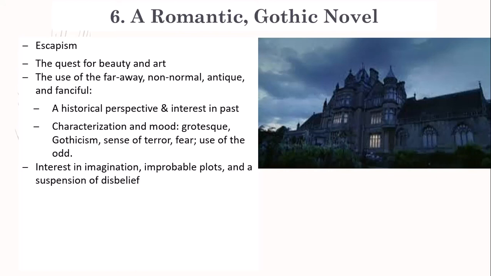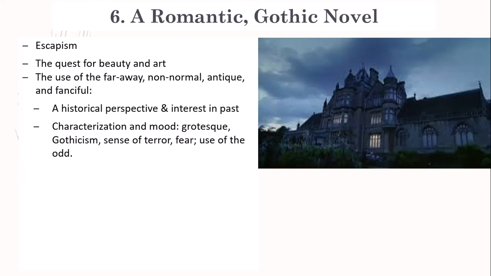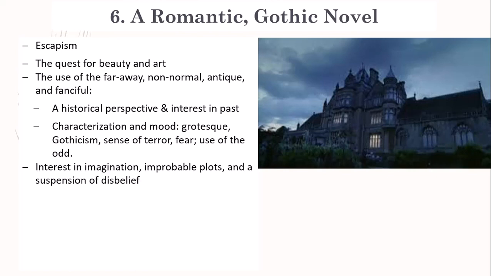But I do want you to look for some of the things that indicate the Gothic genre, and that create this mysterious mood of thunderstorms and trees being split in half by lightning and mysterious visions and dreams. All of those things are kind of going on. Interest in the imagination, improbable plots, and a suspension of disbelief. There are things that happen in this novel that are improbable, that I think a lot of modern readers are like, oh, that would never happen. And so they kind of get annoyed with it. But you have to suspend your disbelief and just kind of go with the story.